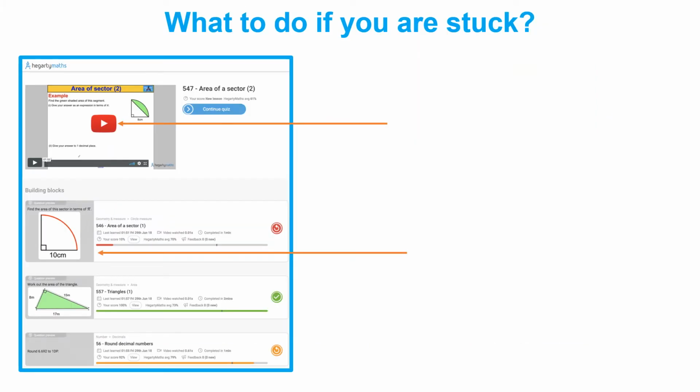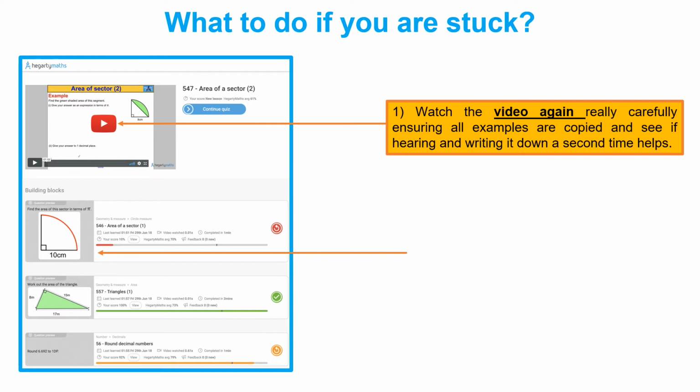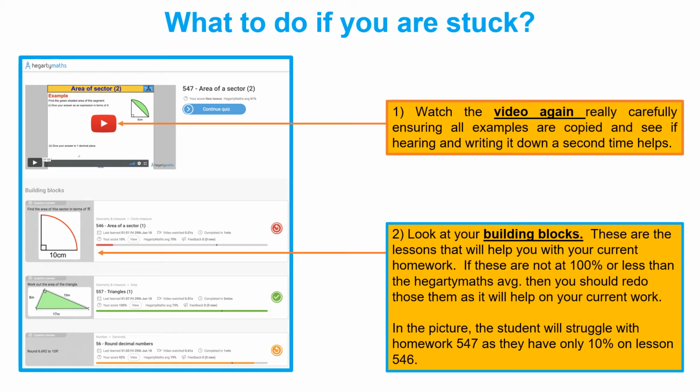If you do get stuck, remember, you can watch the video again a second time, ensuring that all examples are written down carefully. You can also look at the building blocks lower down the page. For example here, if you're trying to do the area of a sector 2, one of the building blocks is area of sector 1. If you make sure it's being completed to a high score, that should enable you to have more success at the current skill that you are on.